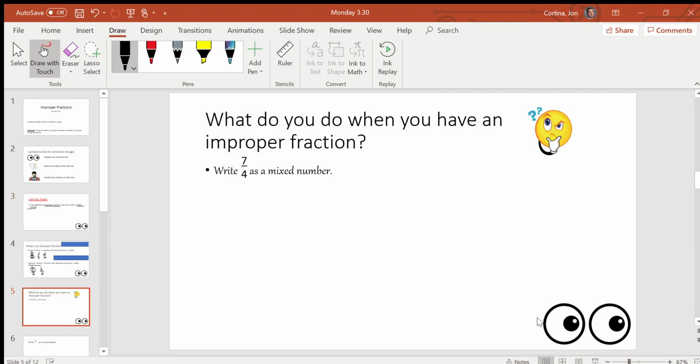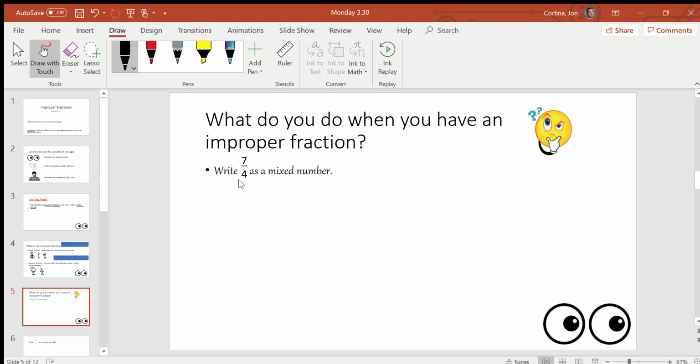Okay, so let's take a look at what that looks like. Okay, so again, you're just watching and listening right now. So what do you do when you have an improper fraction? Okay, well, this problem says write 7/4 as a mixed number. So there's 3 different ways we can do this. So I'm going to show you all 3, and then you're going to pick whichever one you're most comfortable with, and you're going to use that strategy.